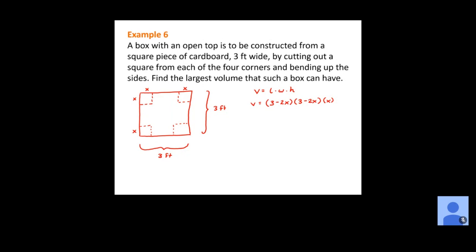Yeah, let's go ahead and simplify that first, right? So we'll say volume equals, I'm just going to go ahead and multiply these first two sets of parentheses together here. So that's going to give us 9. We'll have a minus 6x and a minus 6x. So that becomes minus 12x. And then negative 2x times negative 2x is a positive 4x squared. And we're still multiplying that by x. Then I can just distribute the x to all my terms here. So we'll have 9x minus 12x squared plus 4x cubed.